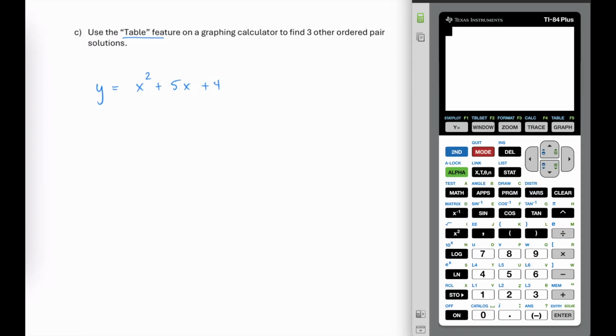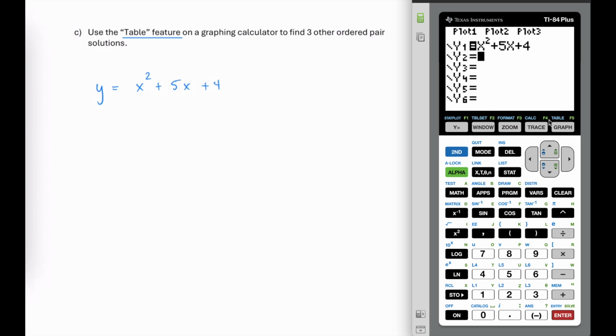Now we're going to use the table feature on a graphing calculator to find 3 other ordered pair solutions to the equation. We're looking at a TI-84 Plus here, and in order to find ordered pair solutions, we first need to input our equation into the y equals field. We'll input it by saying x raised to the 2 power. Coming out of the exponent, then we say plus 5x plus 4, and then we'll enter to input that equation.